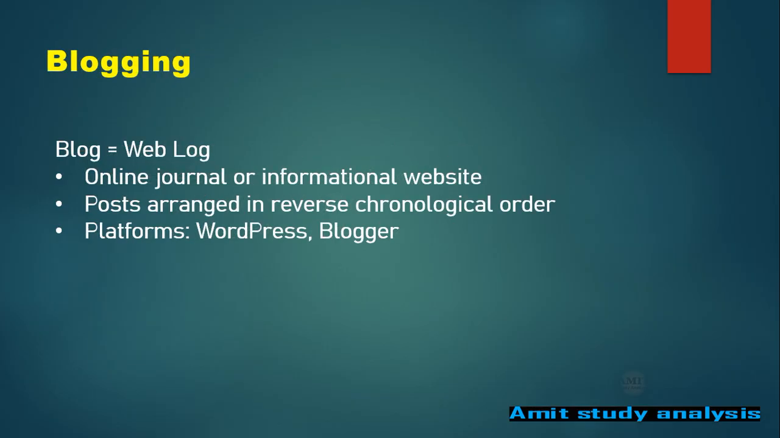Next, blogging. We know weblog means if we are writing anything on the web, that is called blogging. You can see Google Blog, WordPress. These will be the examples. And online journal and information, whatever we are doing online and writing online in the form of a journal, and to share anything in the form of information, these all are part of blogging.